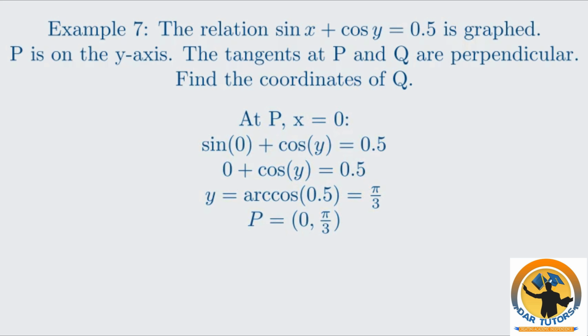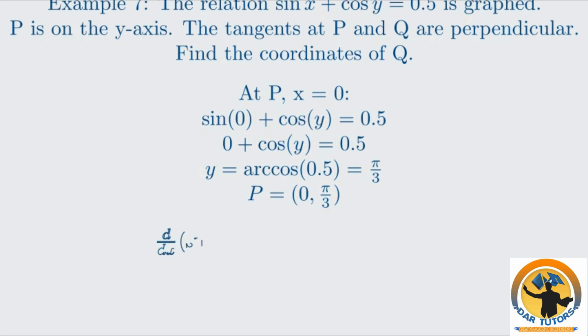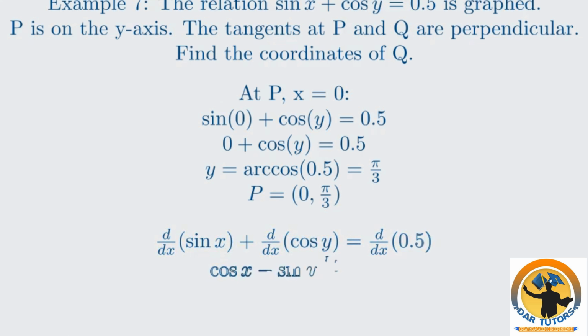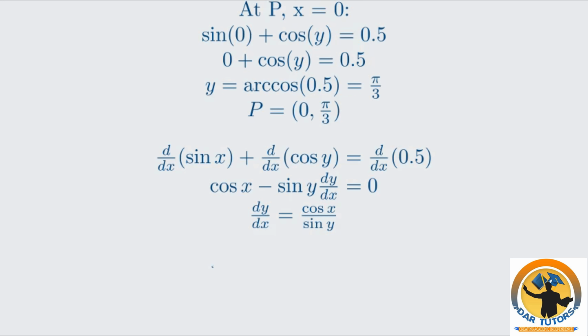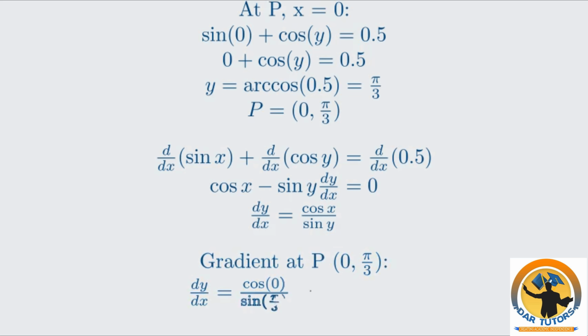Next, we find the gradient of the tangent at P. We need dy/dx. Differentiating the equation implicitly, we get cosine x minus sine y dy/dx equals 0. Solving for dy/dx, we get cosine x over sine y. Now we substitute the coordinates of P, (0, pi/3), into the derivative. The gradient at P is cosine of 0 over sine of pi/3, which is 1 over root 3 over 2, or 2 over root 3.